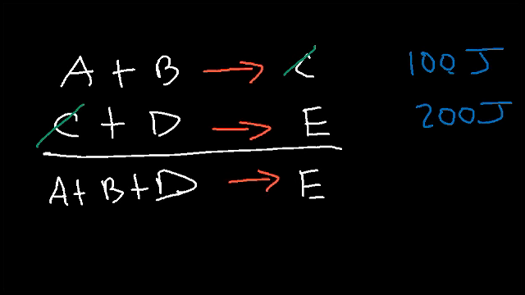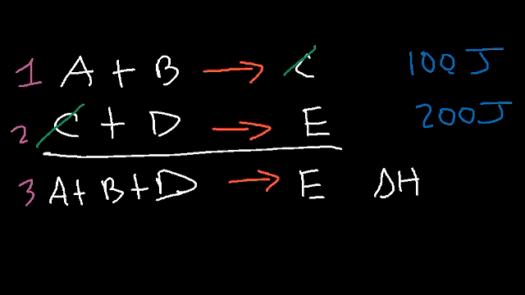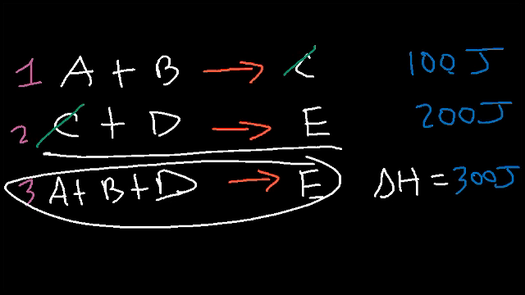Now, according to Hess's law, since we add equations 1 and 2 to get equation 3, the enthalpy change of equation 3 is the sum of the enthalpy changes for equations 1 and 2. So it's going to be 100 plus 200, which is 300. And that's the main idea behind Hess's law. You want to use the enthalpy values of other reactions to predict the enthalpy change for a different reaction.